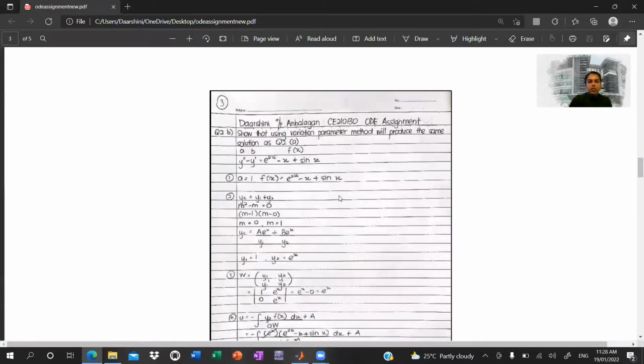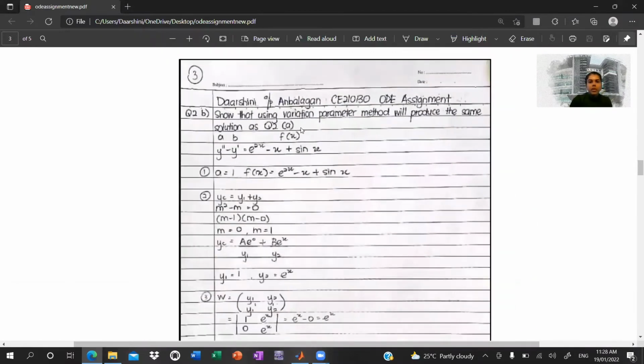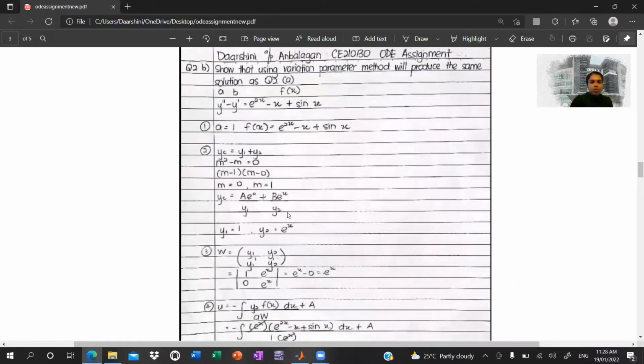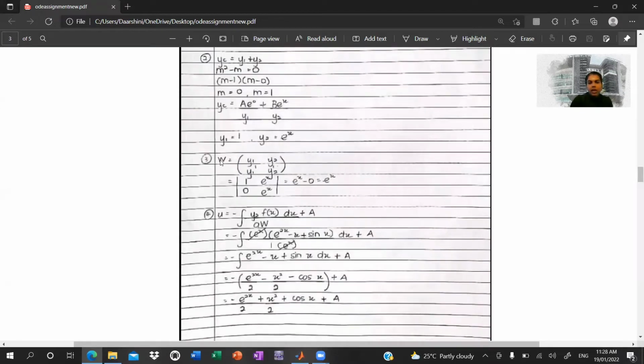So this is my question 2b. Question 2b shows that using the variation of parameters method will produce the same solution as question 2a. With the same question, I have used the variation of parameters method to calculate this previous question. So same, I calculated M as 0 and 1, and my YC is A plus B exponent X, and I have calculated W. You have to use the matrix method to calculate W. So my value of W is e exponent x.